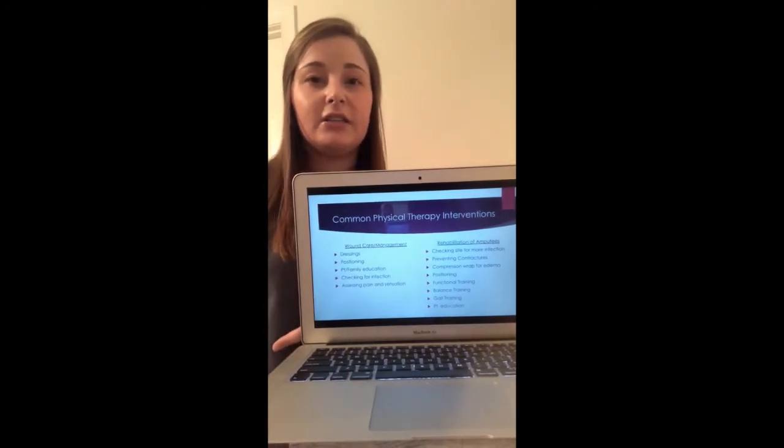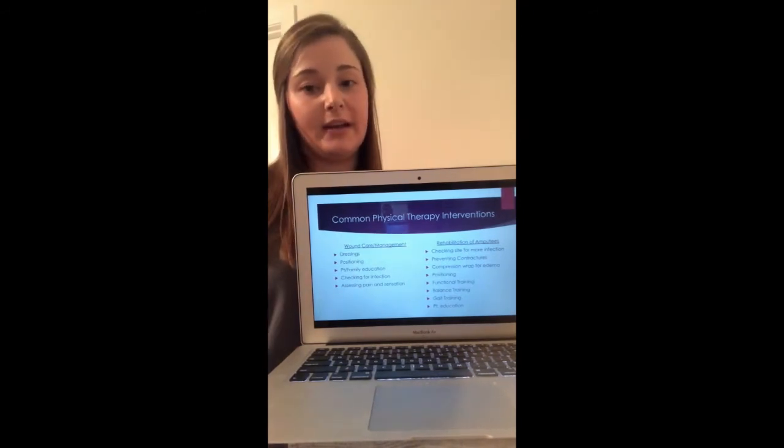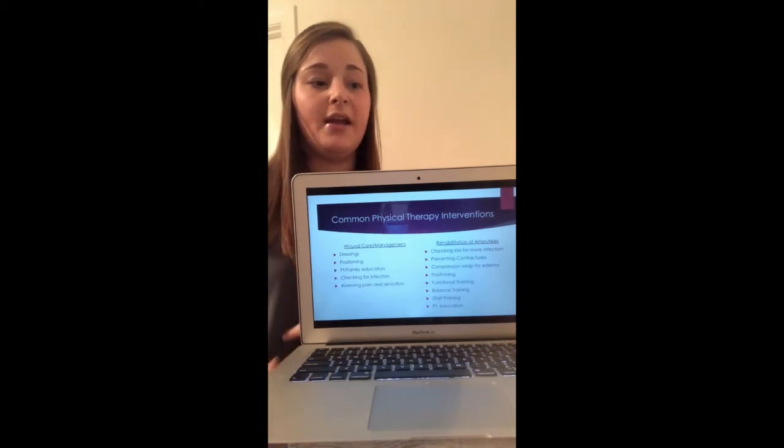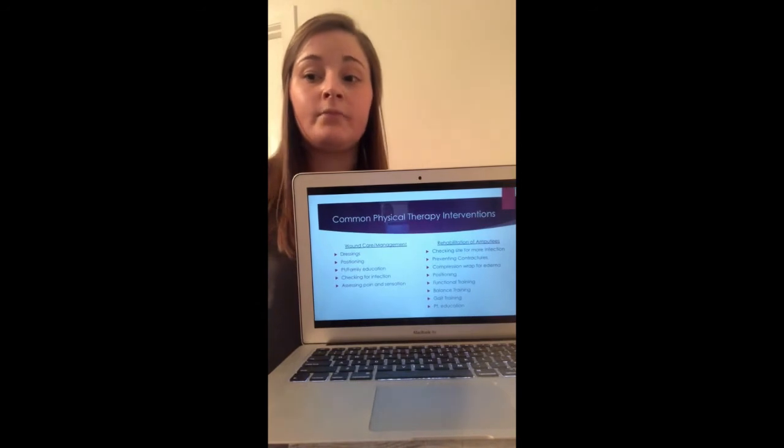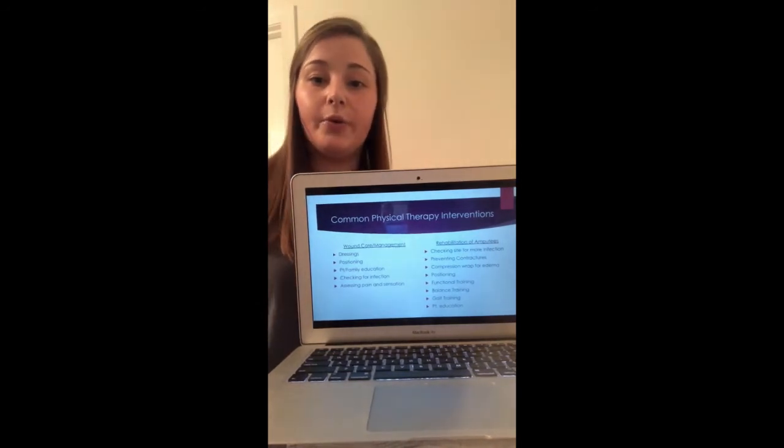So for the first few days, weeks of these patients that have been diagnosed with necrotizing fasciitis, they're not going to be able to do a whole lot. They're usually going to be in bed. Some even are on ventilators, so they can't even get up. But wound care management is super important for these patients.